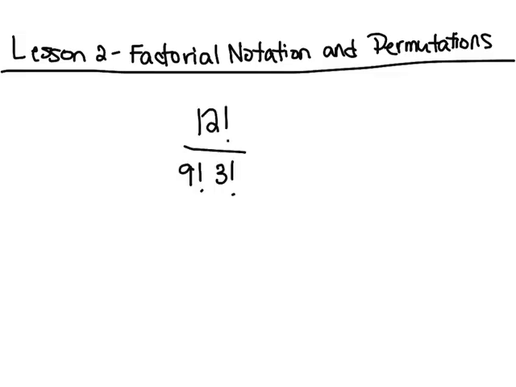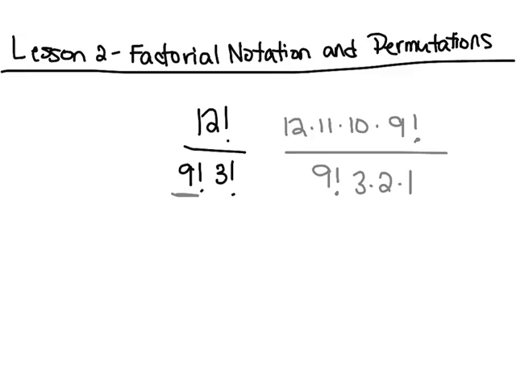For the next one, we have 12 factorial divided by 9 factorial times 3 factorial. So 12 factorial is the same as 12 times 11 times 10, and because we have a 9 factorial here, I'm going to write times 9 factorial. Because we know it goes 9 times 8 times 7 times 6, all those numbers, but we don't need to write them all out. And on the bottom, we have 9 factorial, and we can write 3 times 2 times 1. So what we can do is cancel out both 9 factorials.